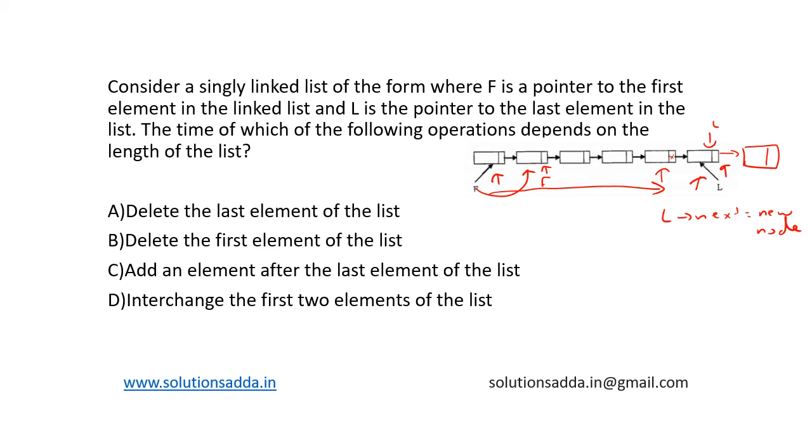So going by the options, option A, delete the last element of the list, would require us to traverse the whole length of the list to know the second last element. So option A is the correct answer here.